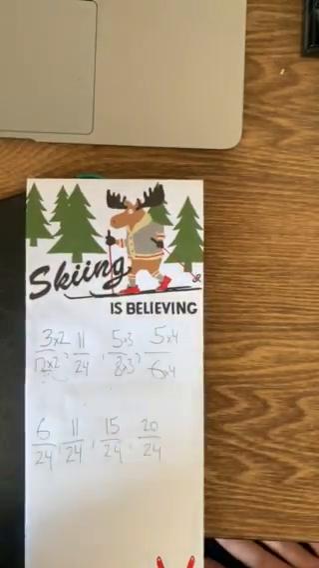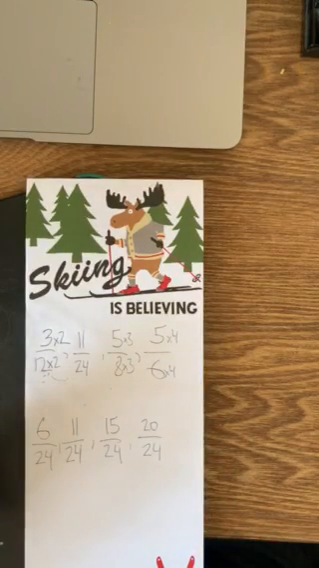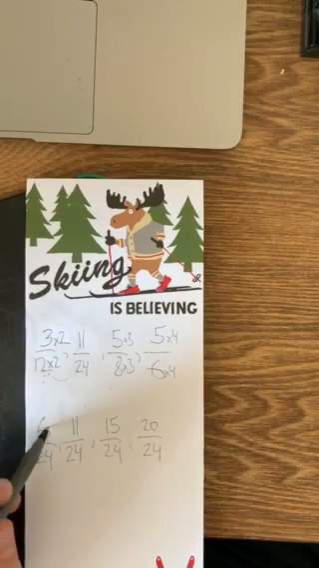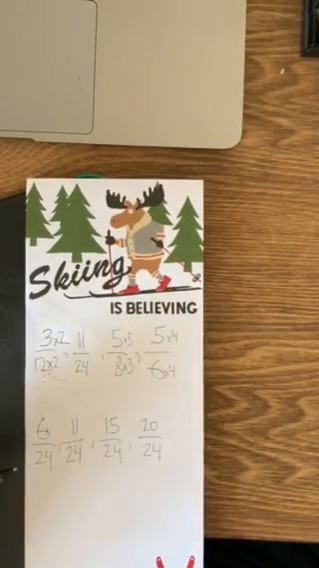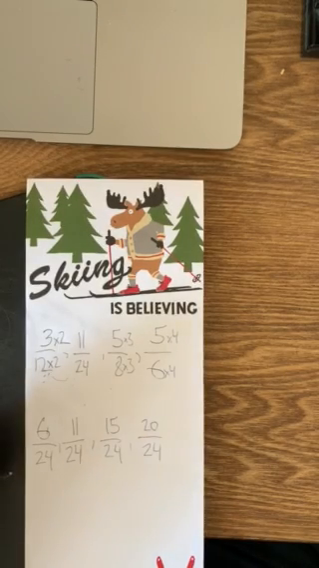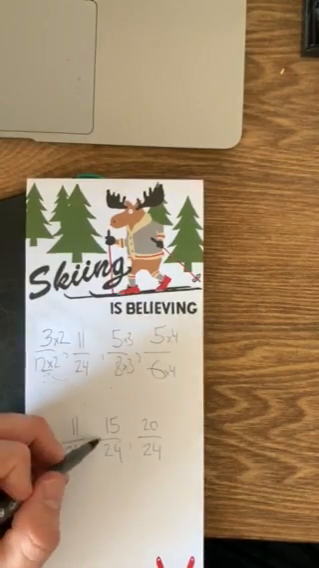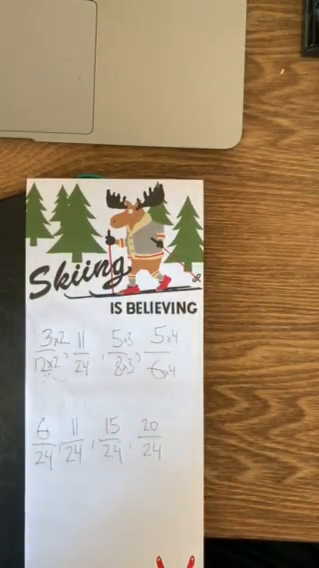And now that each of these fractions have the same denominator, it makes it much easier to compare, because then we can just look at the numerator or the top number. And unplanned, but if you look at what we did, the fractions are already in order from least to greatest, or lowest to highest. So we have 6/24, 11/24, 15/24, and 20/24.